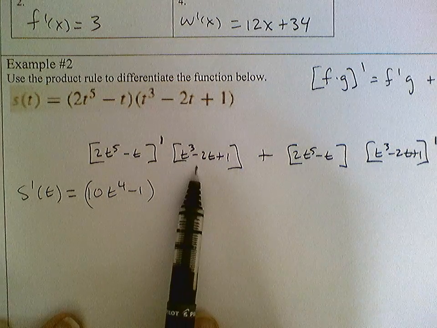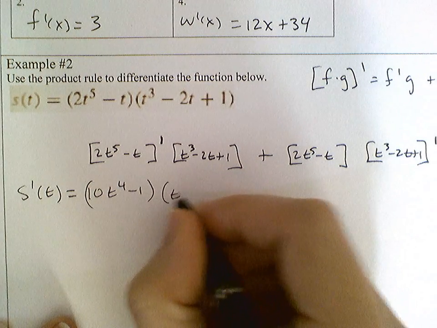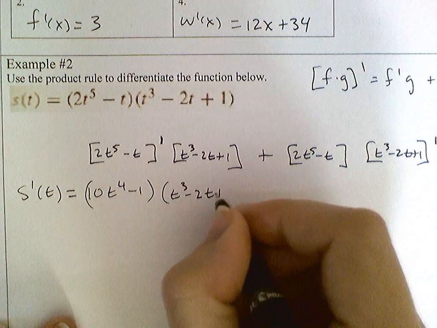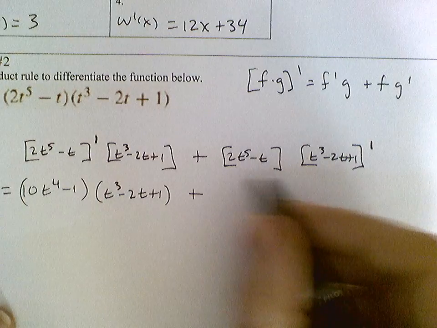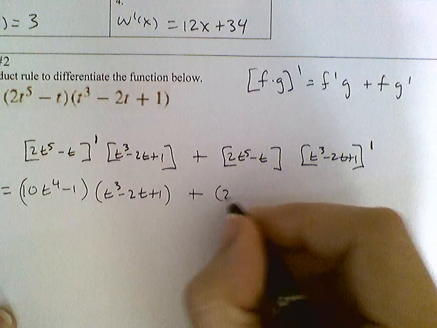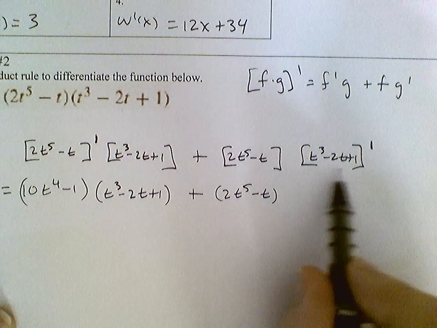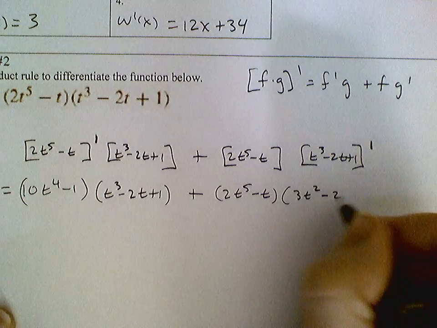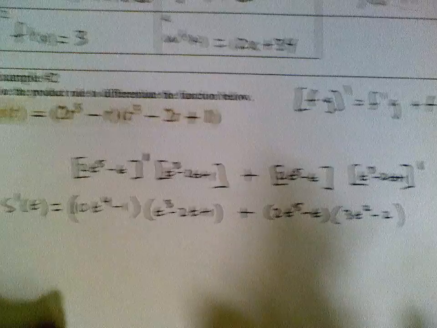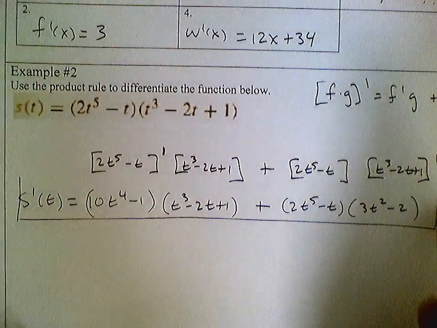Now this one, guys, there's no prime on the outside. That's just coming down. So this is t to the 3rd minus 2t plus 1. Bring down the plus sign. No prime outside here. I'm not taking its derivative. I'm just bringing it down. And then multiplied by the derivative of this, which is 3t squared minus 2. Okay, and done. So just like that.